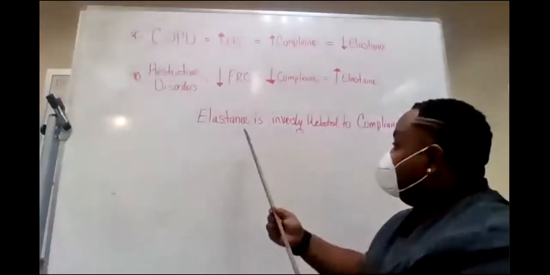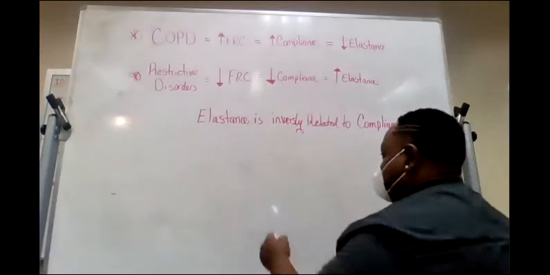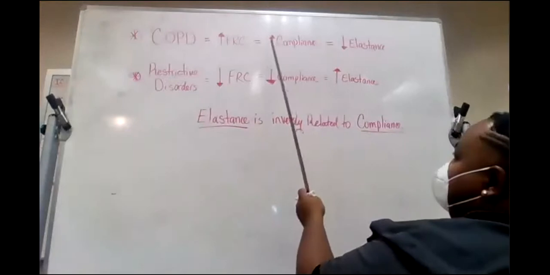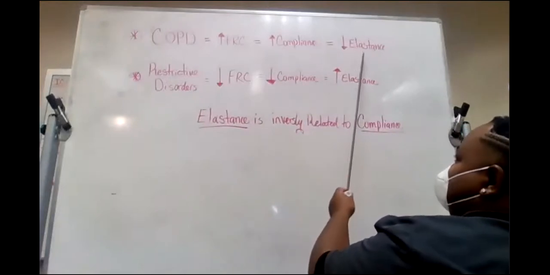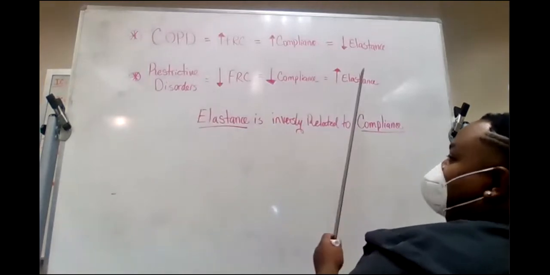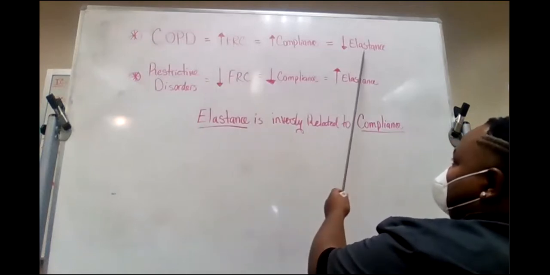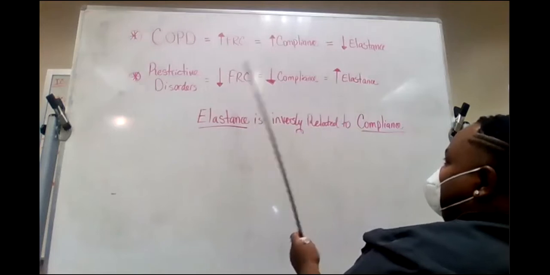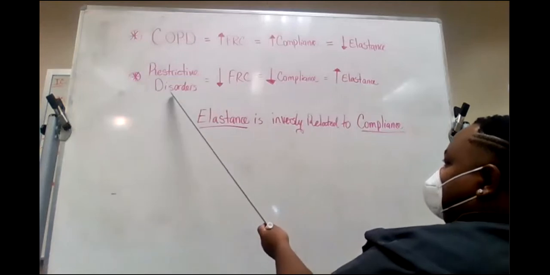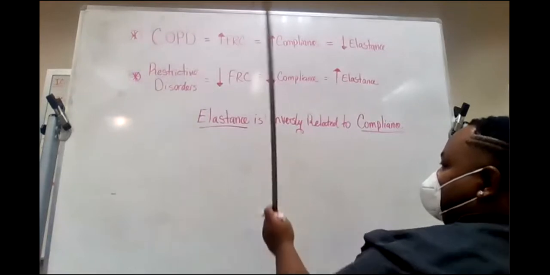Okay, here we go. Elastance is inversely related to compliance. Right here. High compliance, low elastance. Low compliance, high elastance. These are the same. So I can make the statement high FRC, low elastance. Right? Low FRC, high elastance. High elastance, restrictive issue. Low elastance, obstructive issue.